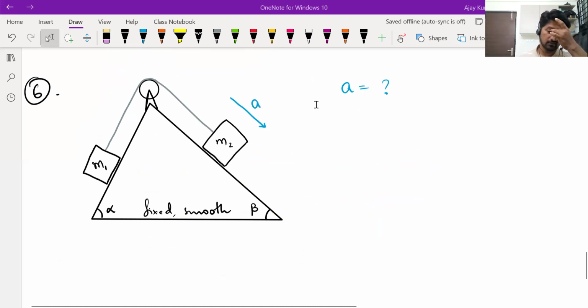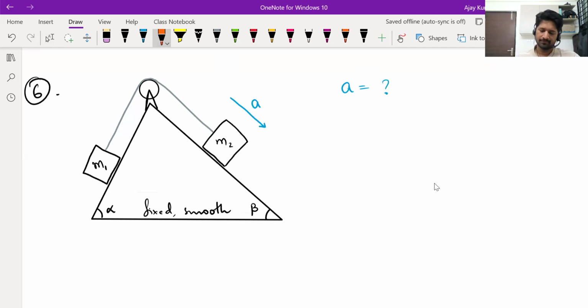Puneet, your answer is not correct. Don't be in a hurry. Okay, check once. So is M2 sin beta minus M1 sin alpha by M1 plus M2 correct, sir? Okay, okay. Both cases sin theta is acting, both sides it will be sine itself.